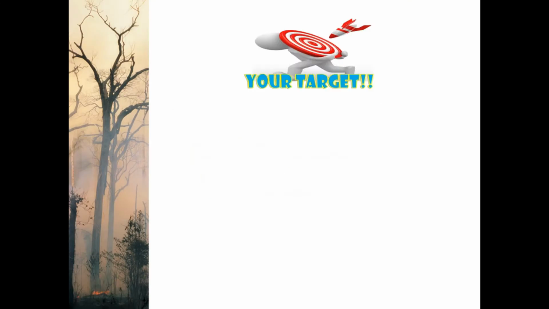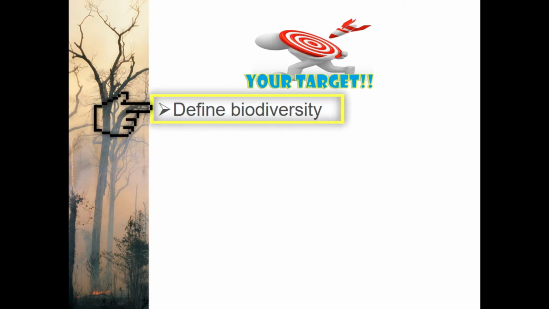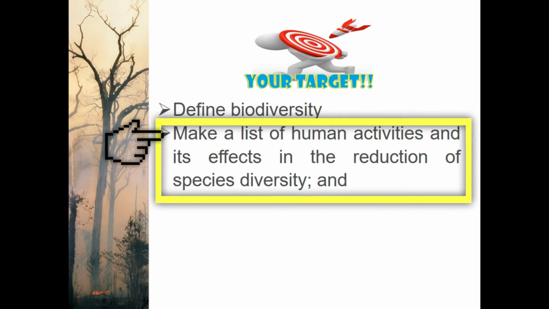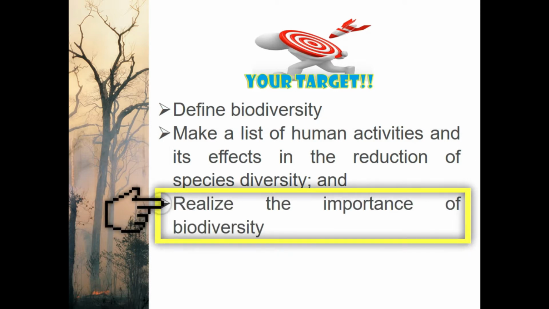With this lesson, we have specific targets. First, define biodiversity. Second, make a list of human activities and its effects in the reduction of species diversity. And lastly, realize the importance of biodiversity.